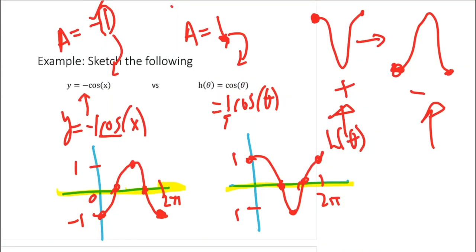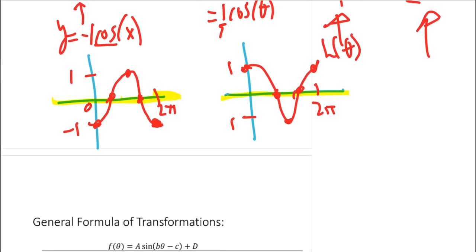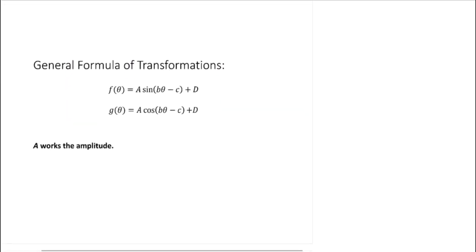So just remember, I chose these examples because they look very basic. It seems like there's no numbers, but we can go ahead and put a 1 if we don't see a number there, or if it's a negative, just put a -1 in the front. And so A basically works the amplitude. In a really sort of weird sense, it tells you how far away you go from the midline.